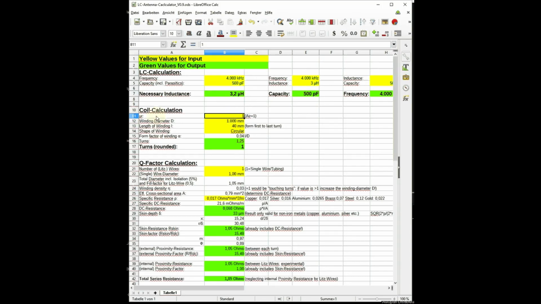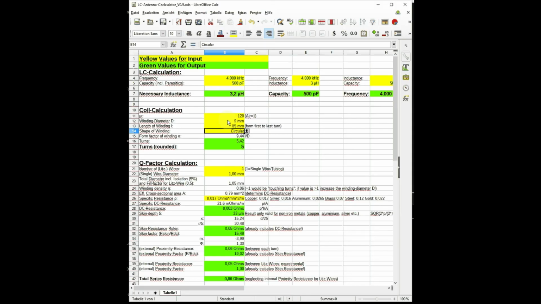Now, here we have the mu r that we just saw was at best with our shortwave ferrite rod 120. The winding diameter we said was 9 millimeters. The length of the winding we measured was 85 millimeters. We have a circular winding, and it would tell us we would need 5.4 or rounded 5 turns to get 3.2 microhenry. Well, that's relatively near to our 7 windings that we made.